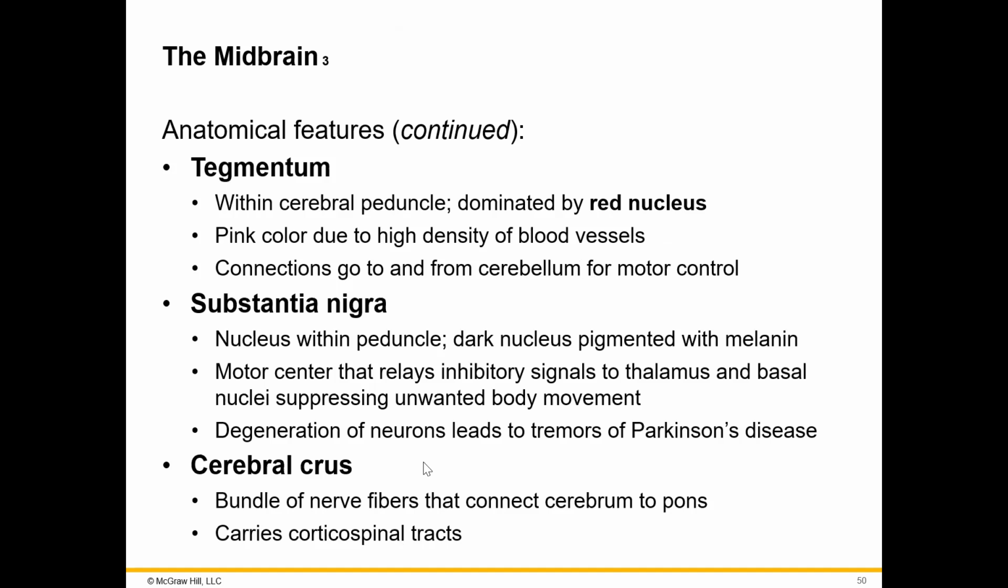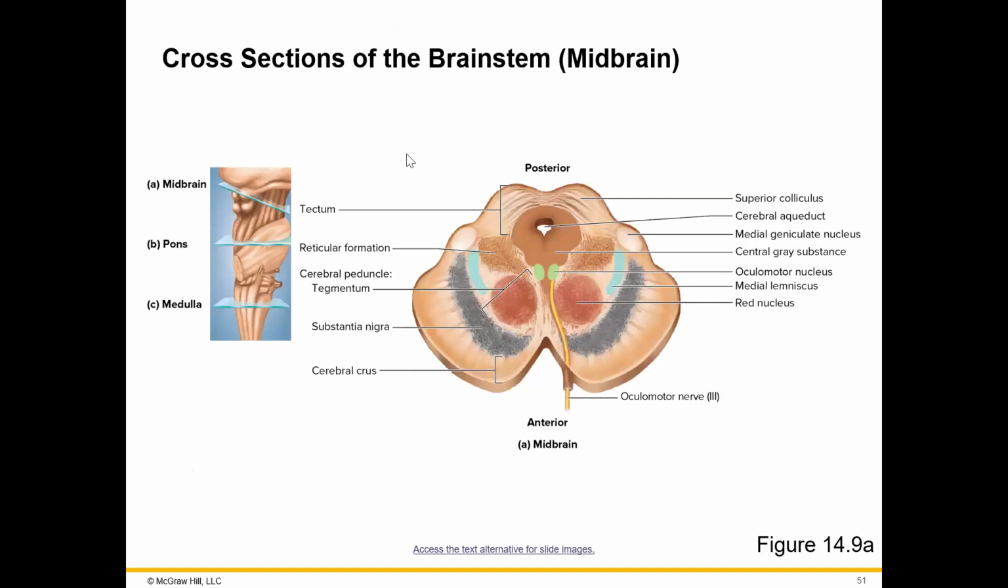And the cerebral crus is the bundle of nerve fibers that connect the cerebrum to the pons, and they carry the corticospinal tract. These are cross sections of the brainstem, known as the midbrain.